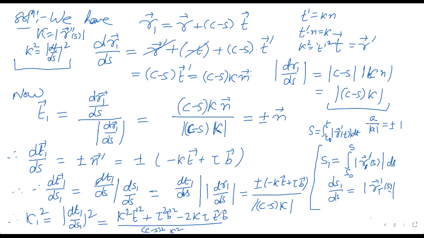And what about t dot b? It is 0, because they are perpendicular. So this thing I can write as kappa square t square plus tau square b square upon the denominator as it is.